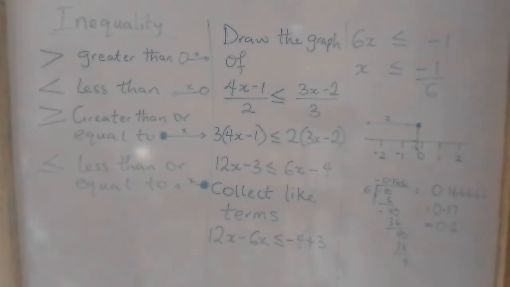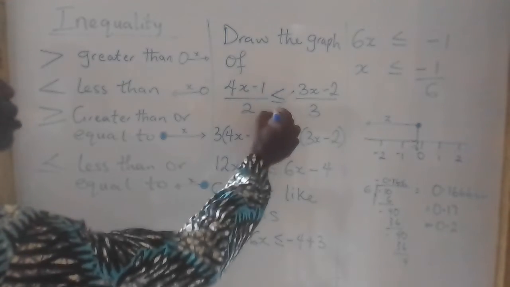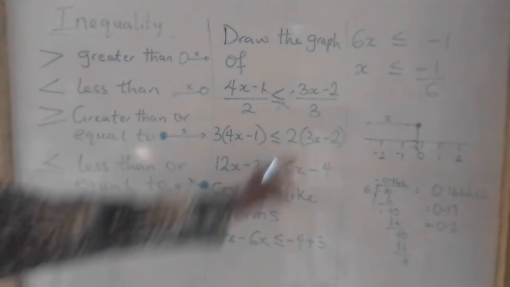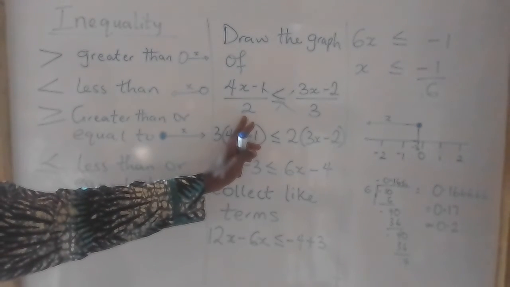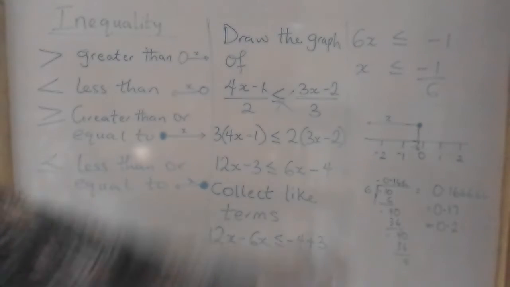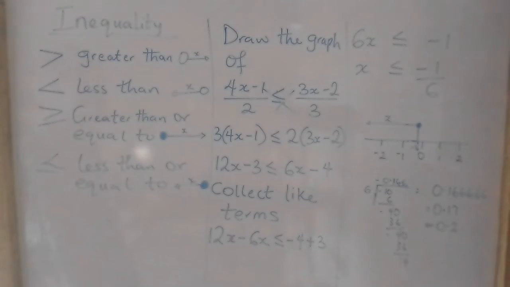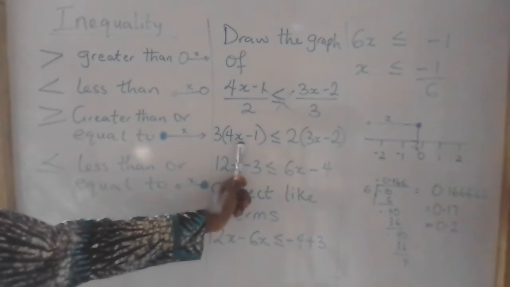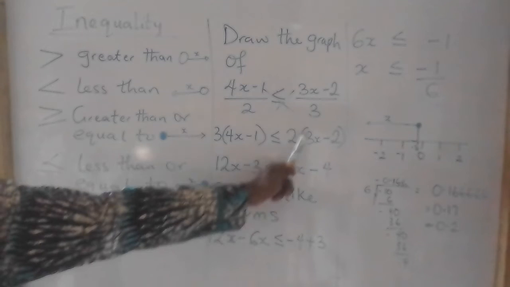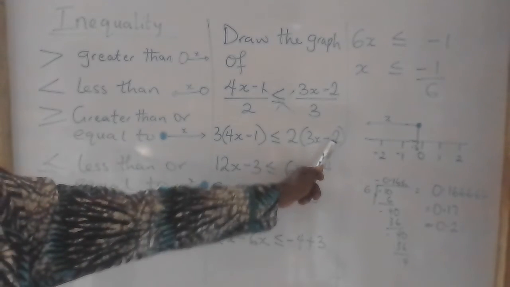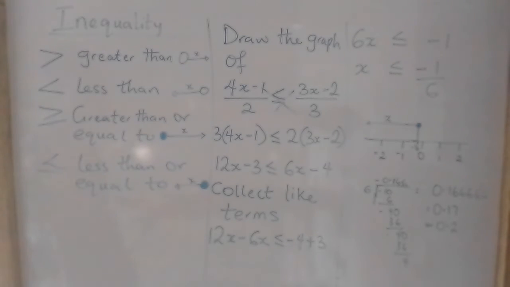So let's begin. We first start with cross multiplication, meaning that 3 will multiply the numerator here, and 2, which is the denominator here, will multiply the numerator on the other side, the fraction. So we have 3(4x minus 1) less than or equal to 2(3x minus 2). So how do we go about this?